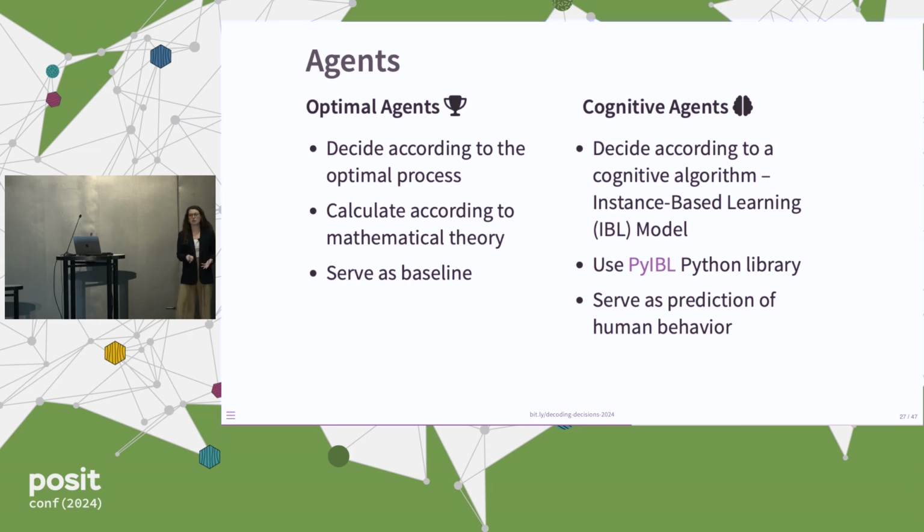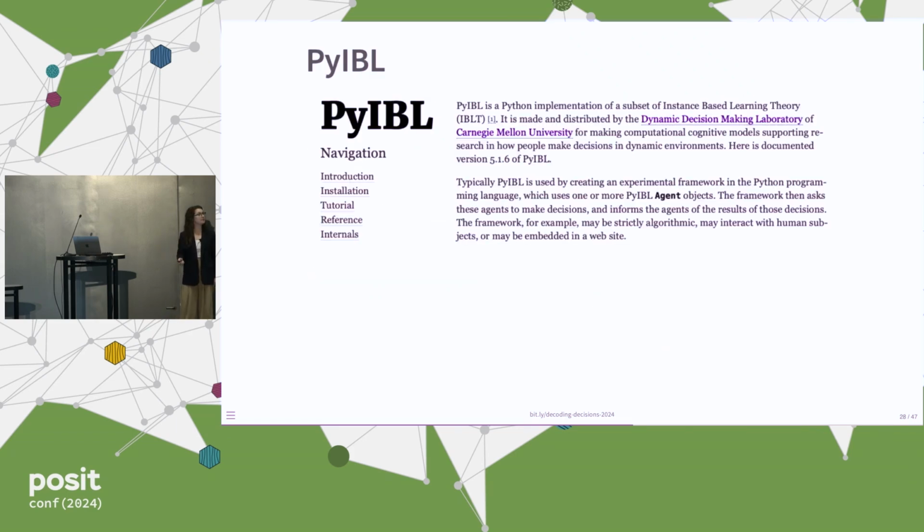This allows us to predict what people will do in these types of decision-making contexts. So a little bit more about Pibble. This is a Python implementation of a cognitive theory of how people make decisions from experience. It's produced in my lab at Carnegie Mellon, the Dynamic Decision-Making Laboratory. And this allows us to create a cognitive model and to simulate cognitive agents. We can have one agent for each human decision maker, and then we can predict what choices they'll make.